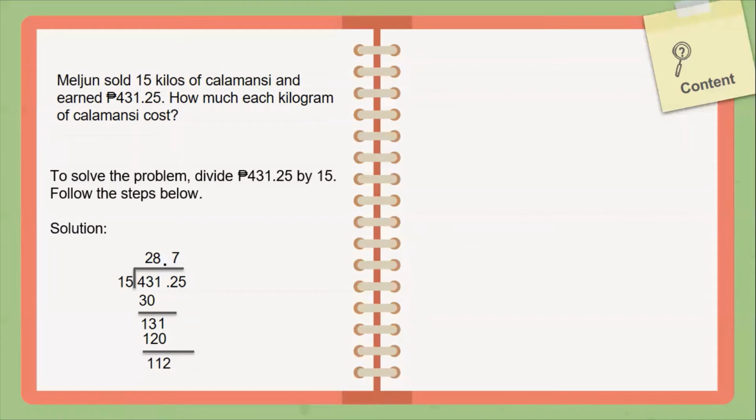112 divided by 15, that is 7. 7 times 15, that is 105. Now let us subtract 112 minus 105. The answer is 7. So let us bring down 5. 75 divided by 15, that is 5. 5 times 15, that is 75, and 75 minus 75 is 0. So therefore, each kilogram of calamansi costs 28 pesos and 75 centavos.